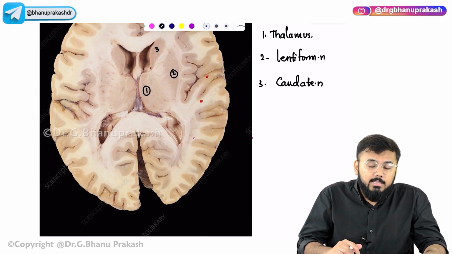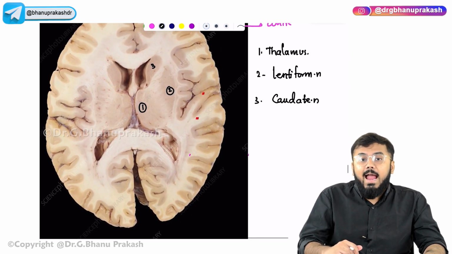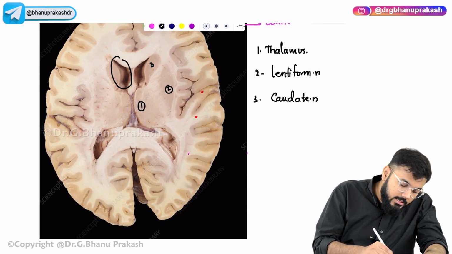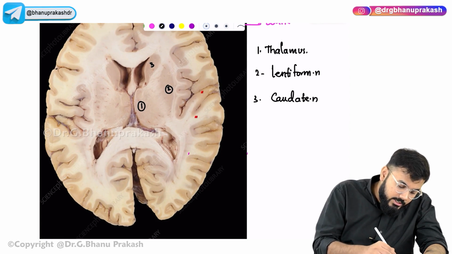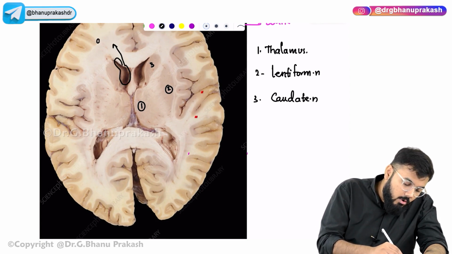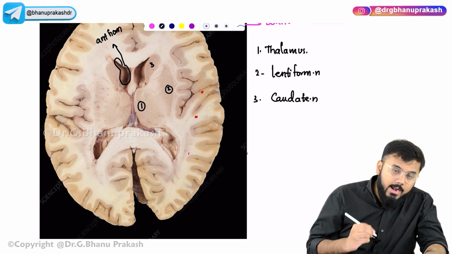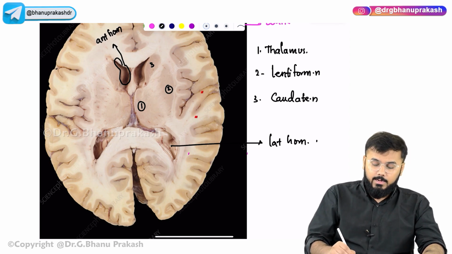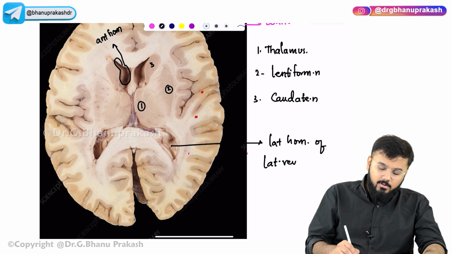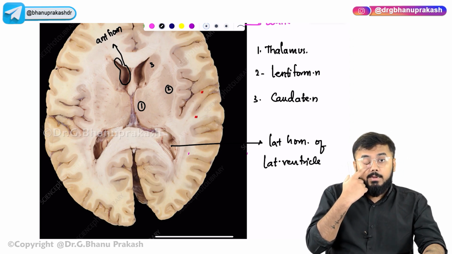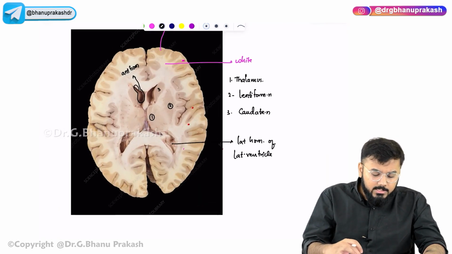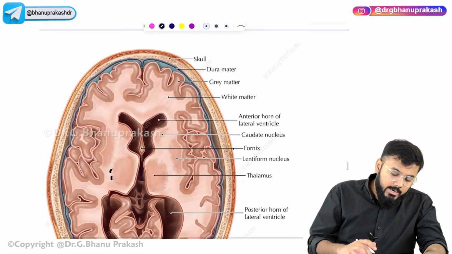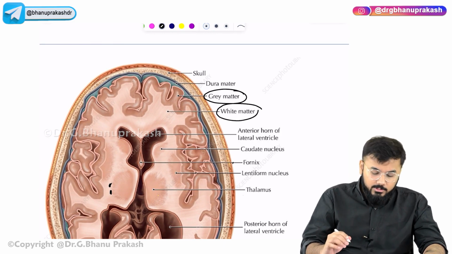Next important thing is that you have to know where is the anterior horn of lateral ventricle and posterior horn of lateral ventricle. This particular structure here comprises the anterior horn of lateral ventricle, and this structure over here is the lateral horn of lateral ventricle. So these are some of the very important structures which you need to know. Let us look at those structures here now. What did I tell you? You have got the gray matter and center is white matter. These two structures we have discussed.